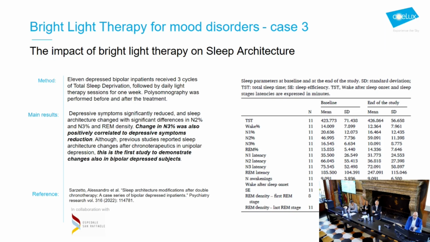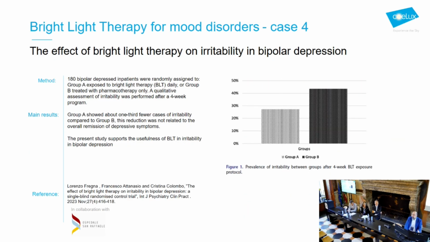Another study even changed the architecture of sleeping, waking up the people during the night so that you can interrupt and control the different phases. And they managed to control phase N3, which is related to depression. So they were able to control the reduction of depression symptoms by playing with Qualux in the control of the phases. And finally, irritability. Depressed patients are severely irritable, and they managed to reduce irritability by 30%, and many other things.